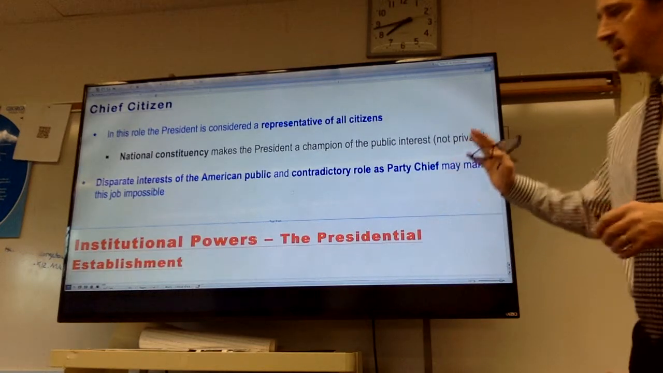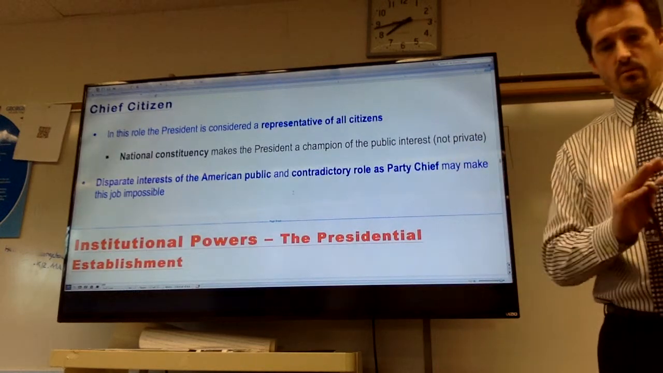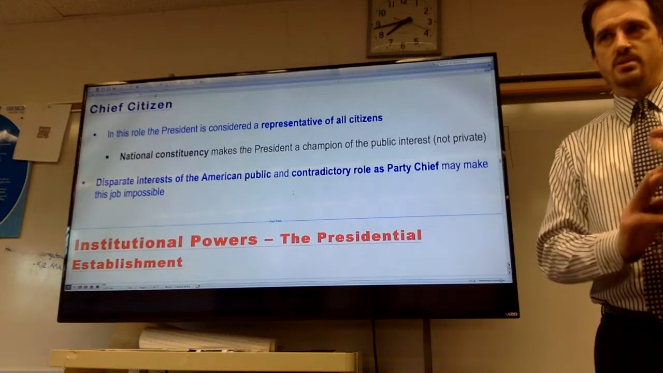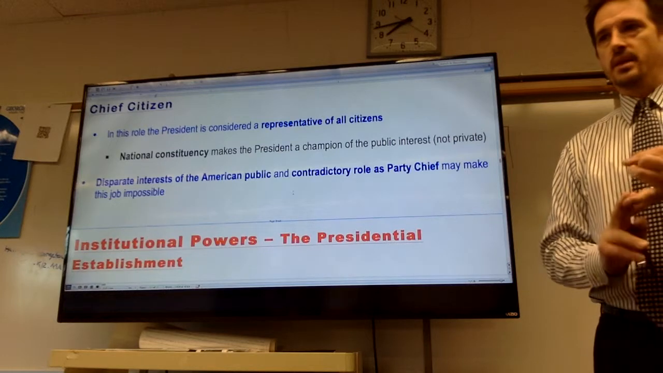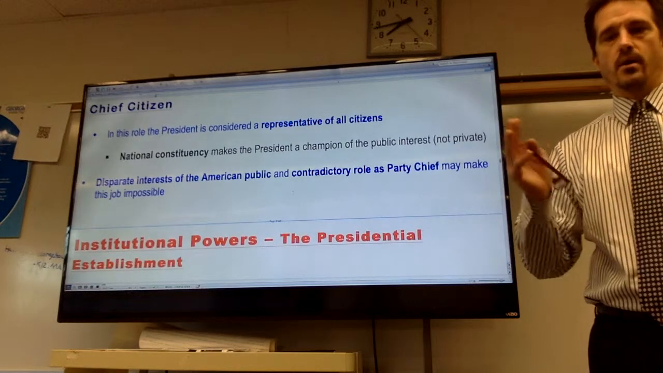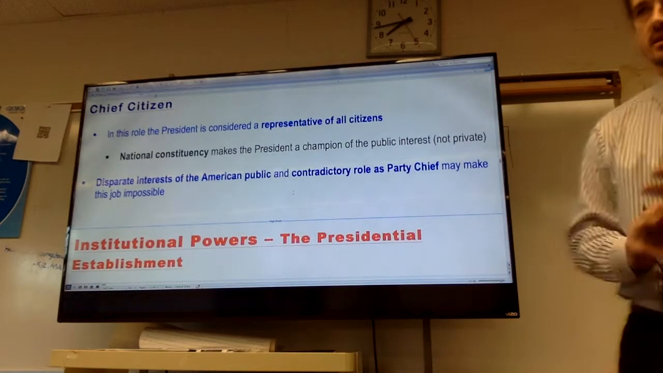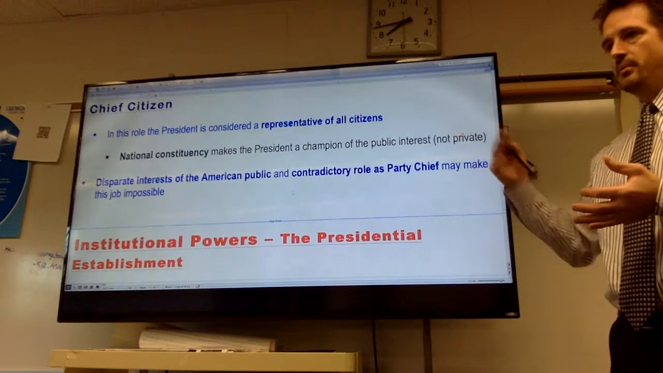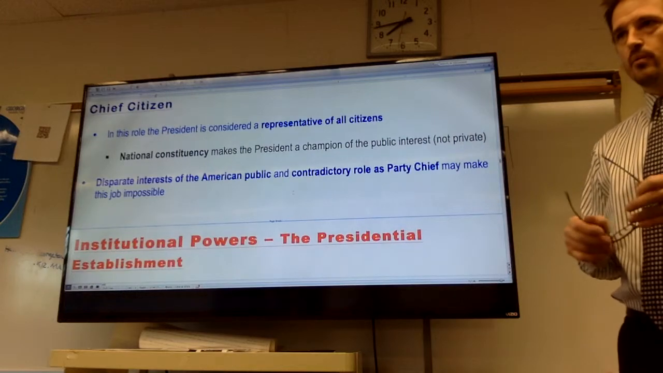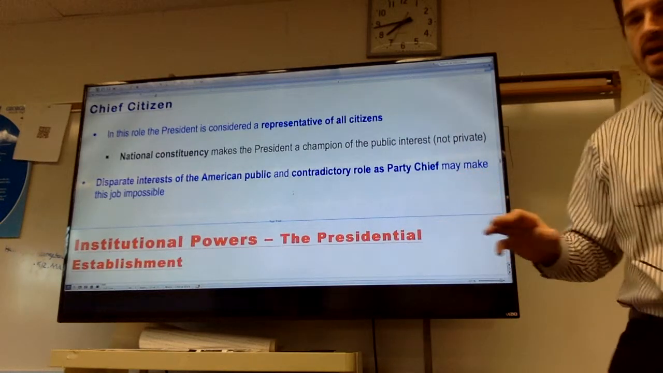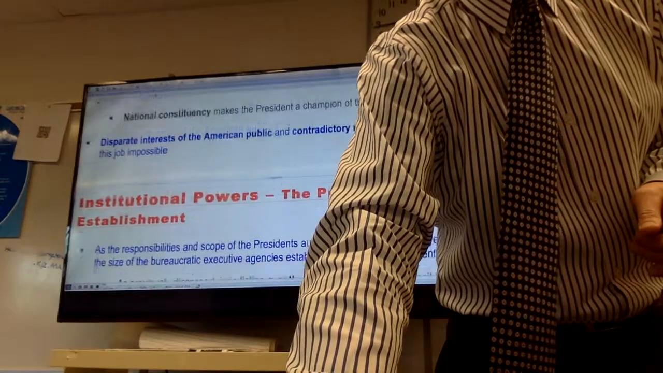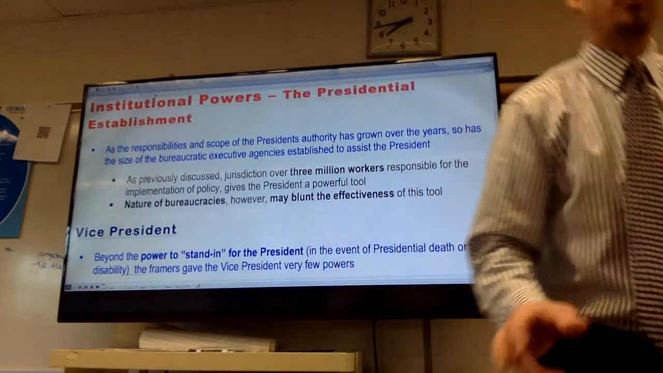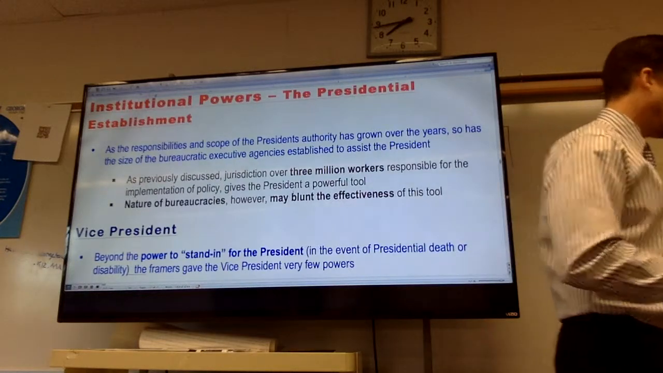Now, if we think about what we've looked at so far, we've looked at simply constitutional powers and constraints. And then we expanded a little bit. We thought more about the checks and balances that, again, enhance and constrain. And then from there, we went to functional roles. What we're going to start doing now is looking at the presidential establishment. I had mentioned that there's over 3 million executive branch workers.